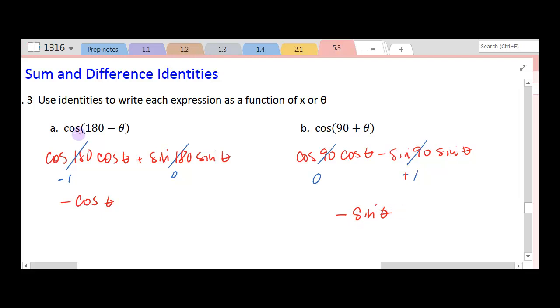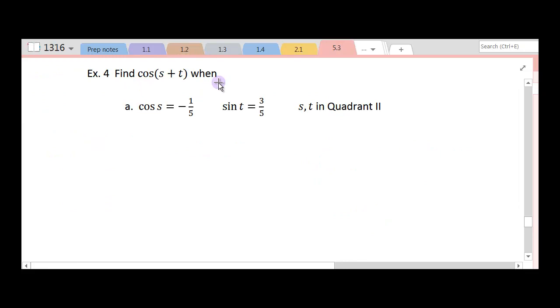Okay, so really when you're given a problem like this and you use the identities that we've been talking about, we're kind of using them to make these two angles into a single angle, which we might want to do when we're solving equations. So this next example we're going to look at asks us to find the sum of two angles given cosine of s and the sine of t.